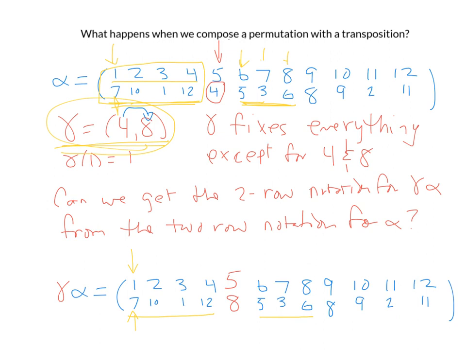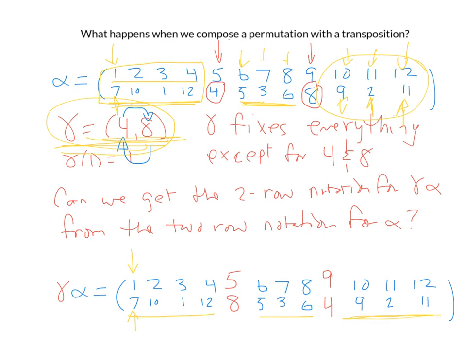Now, it turns out that when we get to 9, 9 goes to 8, and under the transposition, 8 goes back to 4. And so what does that mean? Well, it means that when we look at the composition, we're going to have 9 goes to 4. Now, 10 goes to 9, and 9 is fixed by gamma. 11 goes to 2, and 2 is fixed by gamma. And 12 goes to 11, and 11 is fixed by gamma. So it turns out that this part of the permutation winds up just being exactly the same again.